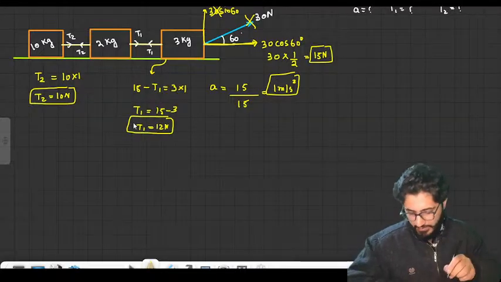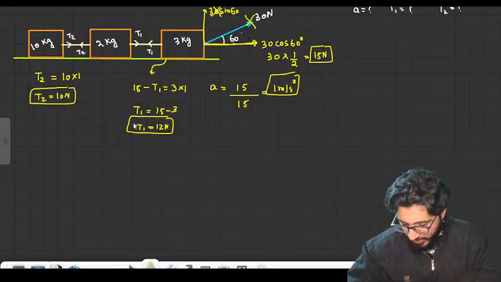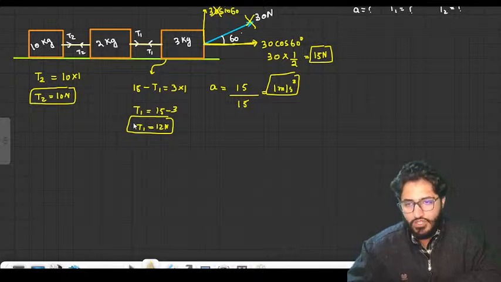Easy or super easy? Yes beta, correct. Acceleration is 1. Yes. Easy or super easy?